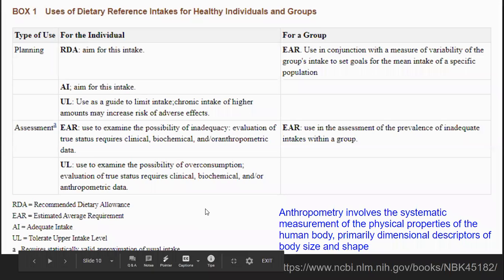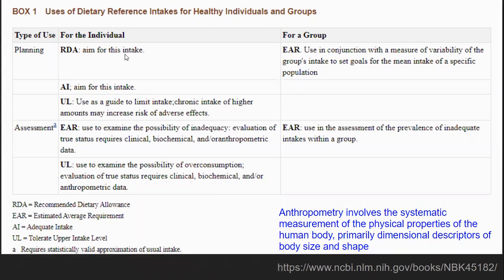So, application of reference values in studies. You have the RDA, which is what an individual should aim for. They should aim for the RDA to take daily. And the AI is also the aim to take daily. The UL is used as a guideline to limit the intake. You shouldn't take more than the UL unless you have specific conditions.